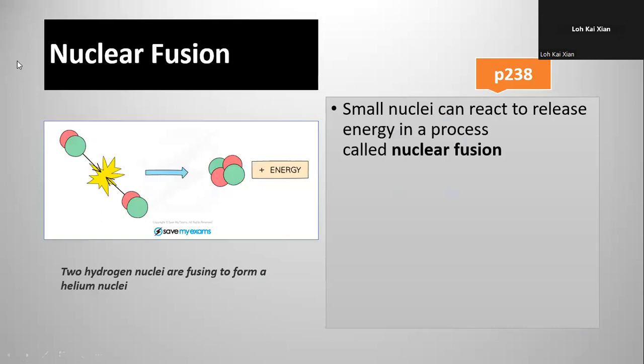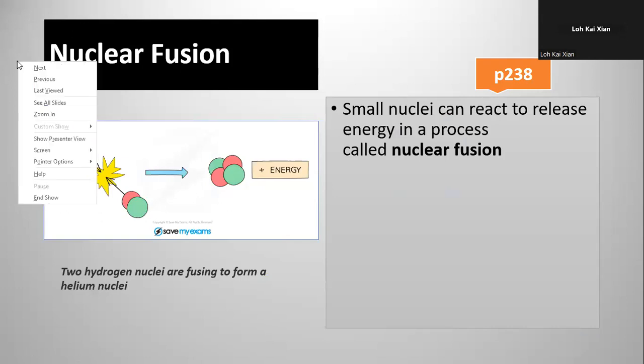Okay, so I will stop here. Next Saturday, we will carry on with nuclear fusion.